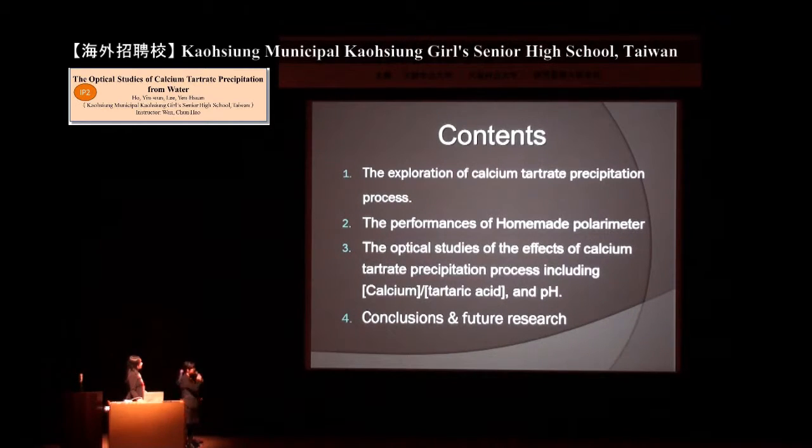In the second part, we made use of a homemade polarimeter. It was not only monitored to see if it is usable or stable, but also the change of optical rotation values was observed when the calcium tartrates precipitated.